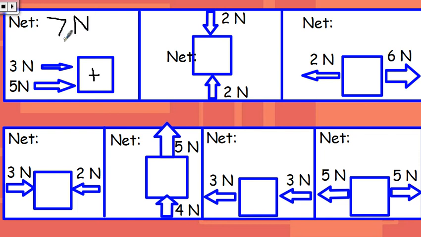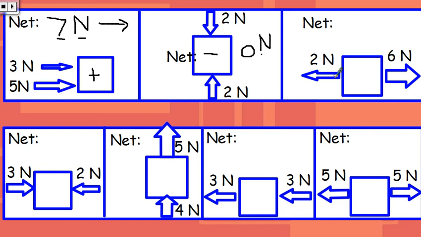When we do net force, we want to make sure we have the number, the unit, and also the arrow. Since the direction of these forces are going to the right, our net force will also go to the right. The next example, we have 2 newtons going down and 2 newtons going up. Since these two are going in opposite directions, we know to subtract. 2 minus 2 equals 0 newtons. When we have 0 newtons, there is no direction. We say that this thing is not moving.